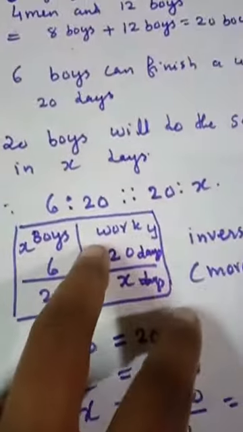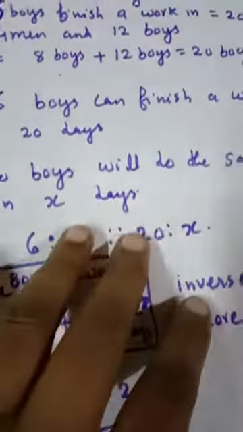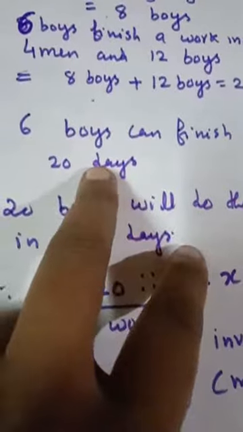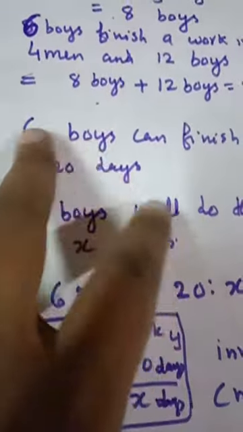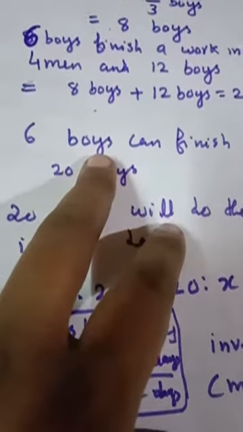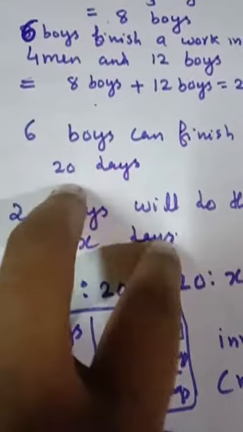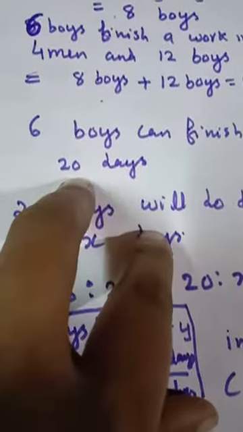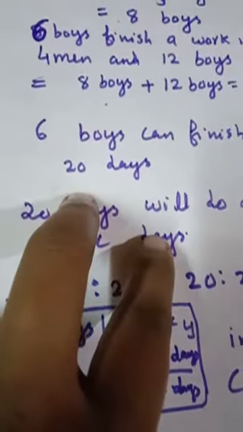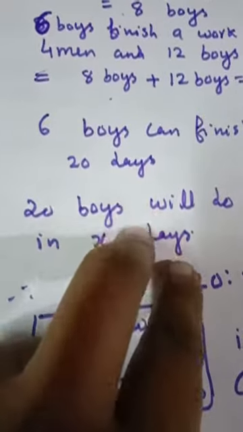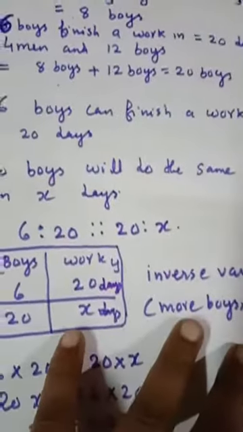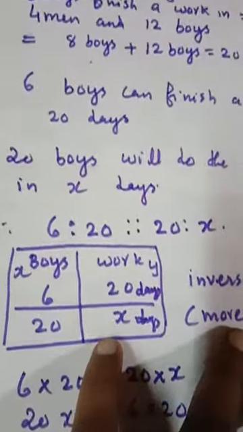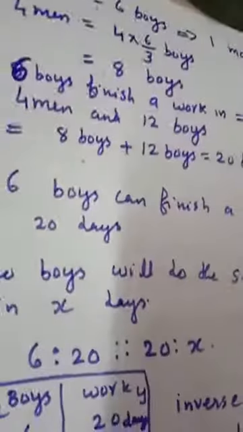If this is confusing, then you can apply this method. 6 boys can finish a work in 20 days. So 1 boy can finish the work in 6 into 20 days. So 20 boys can finish the work in 6 into 20 by 20. That also you can follow.